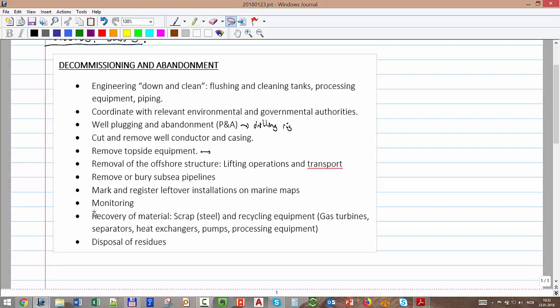Monitoring is extremely important. You have to monitor hydrocarbons, how the evolution of what you left there is going, whether it's unchanged, and the disposal of residues. That, in a rough way, is all the activities that are involved.